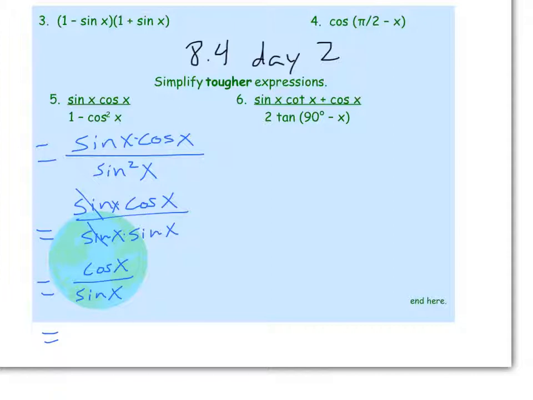Tempting to leave it like that and think that we fully simplified, but we haven't. Cosine over sine involves another trig identity, one based off of a quotient. That quotient of trig functions is equal to cotangent. And there we are. That's our ending point. That's fully simplified. We took number 5 and started with sine of x times cosine of x divided by 1 minus cosine squared of x, and we just verified that that is actually equal to cotangent of x.